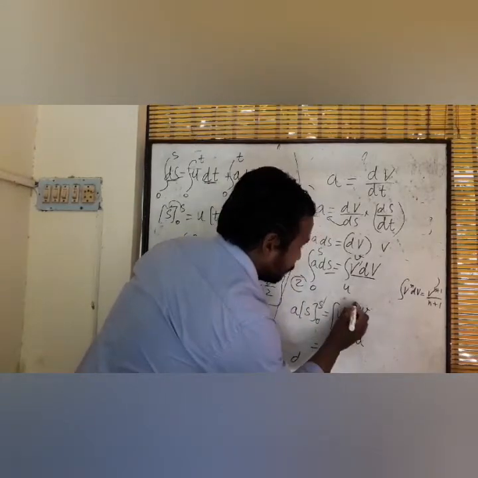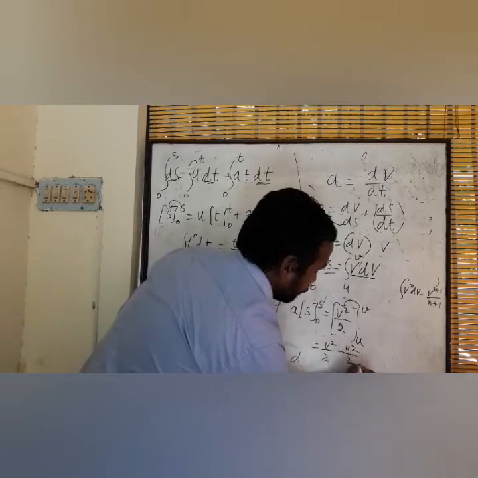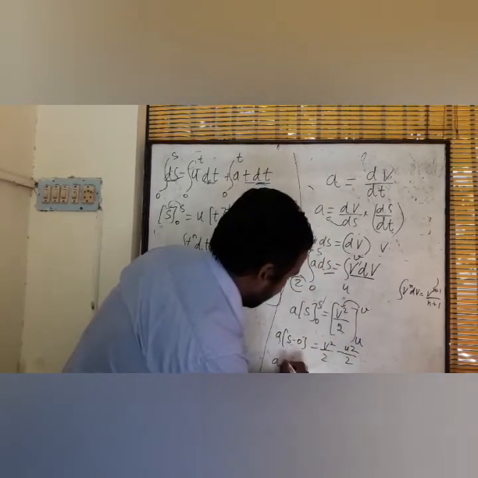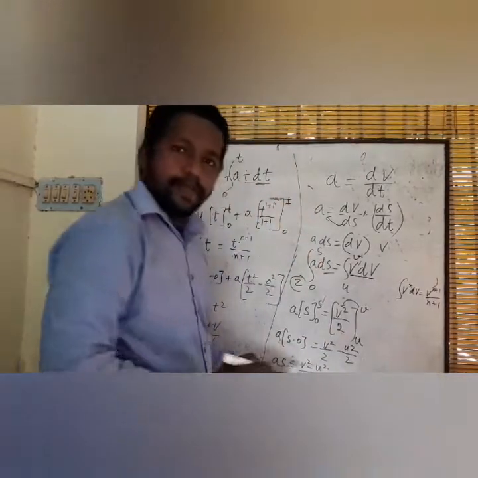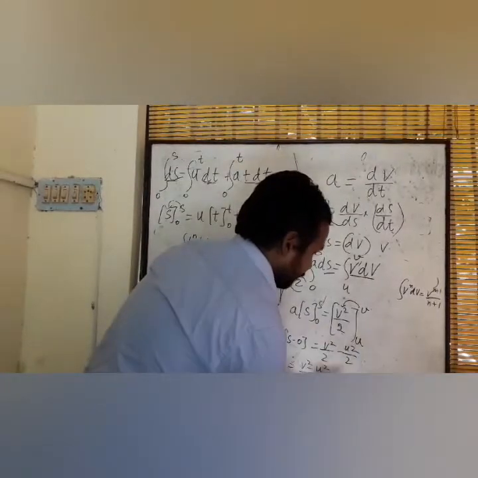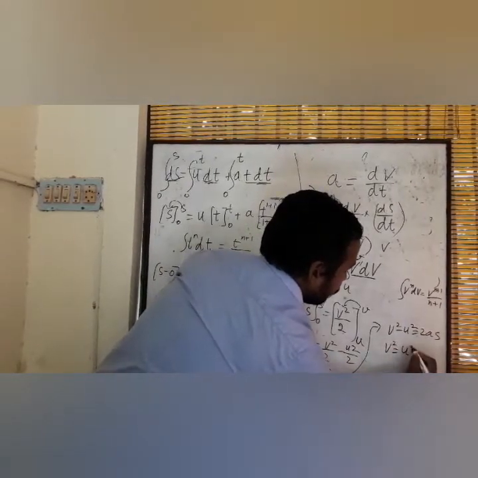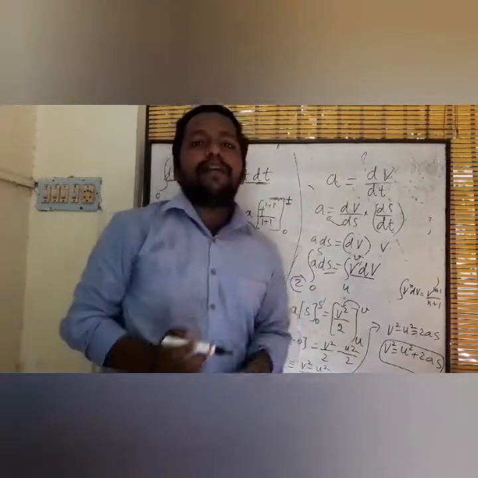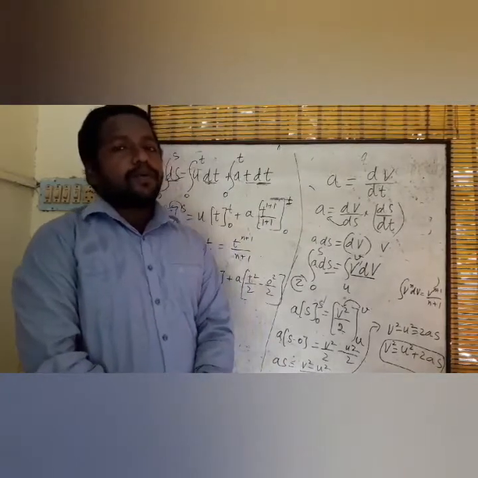First you substitute the higher limit: v square by 2 minus u square by 2 is equal to a times s minus 0. So this will be as, that is, v square minus u square divided by 2. The final equation I am writing here: v square minus u square is equal to 2as. v square is equal to u square plus 2as. It's a very important equation for kinematics. Many problems are going to be based on that.